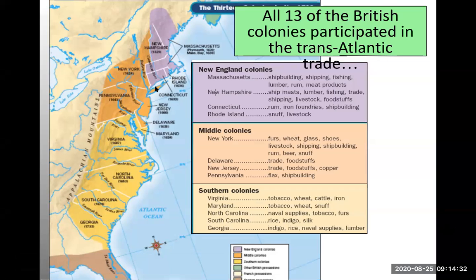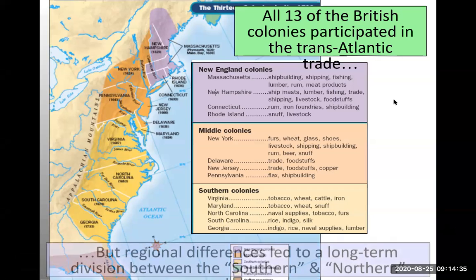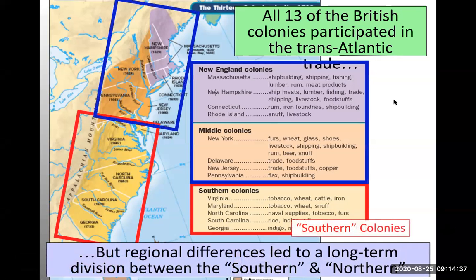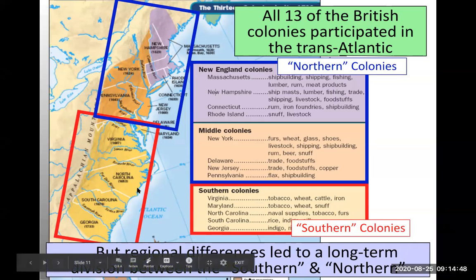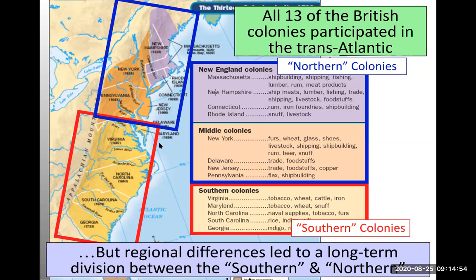All 13 of the British colonies participate in the Atlantic trade, the transatlantic trade, but there are some very big regional differences between the southern and northern colonies, and that is going to lead to incredibly long-term division. Right here, right now. We haven't even gotten to the American Revolution. We're not even our own country yet, and we are already setting up the steps that take us to the Civil War. Right here, just because these economies are so different and you have these regional differences.